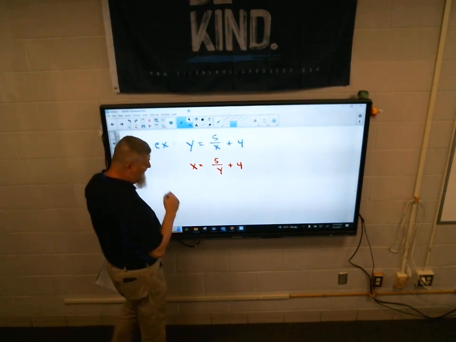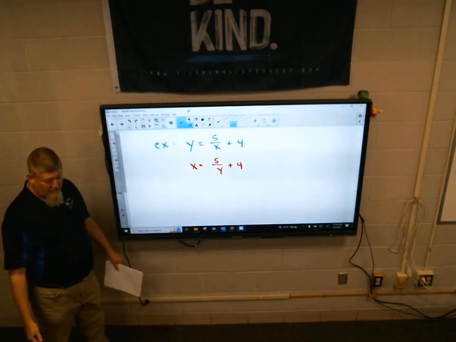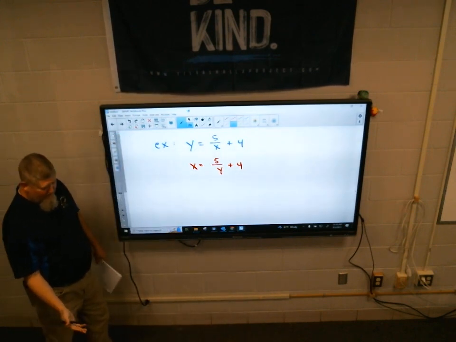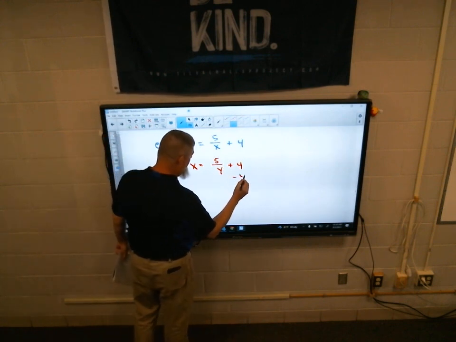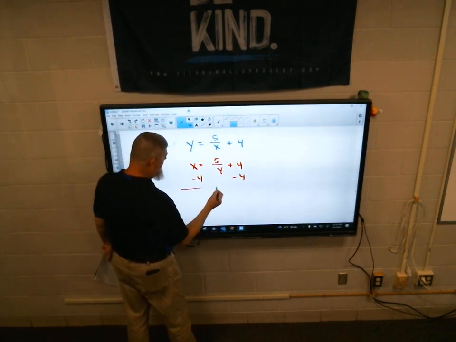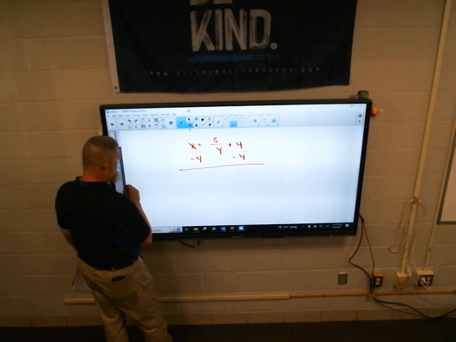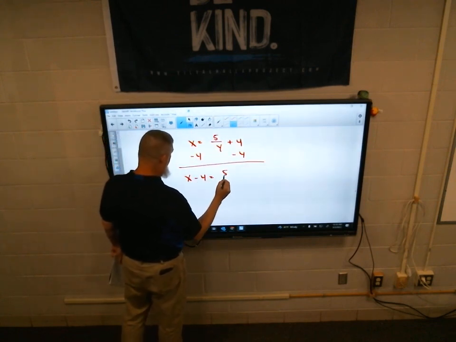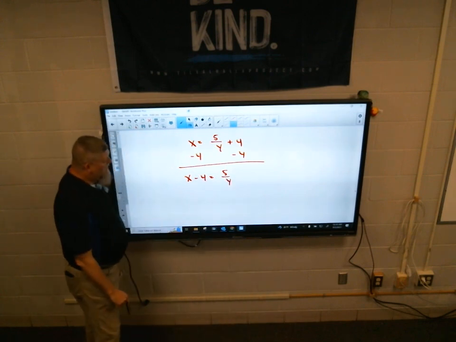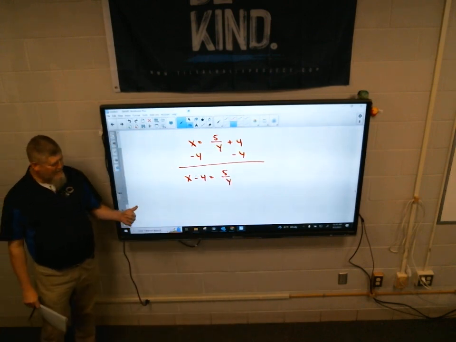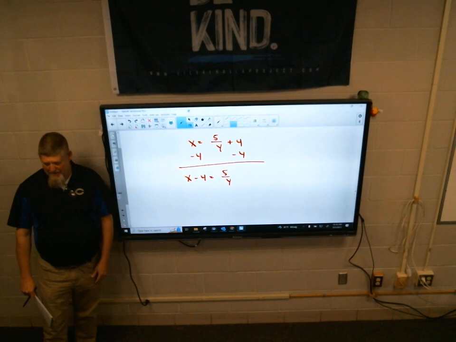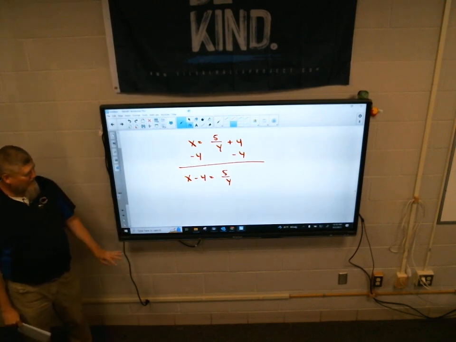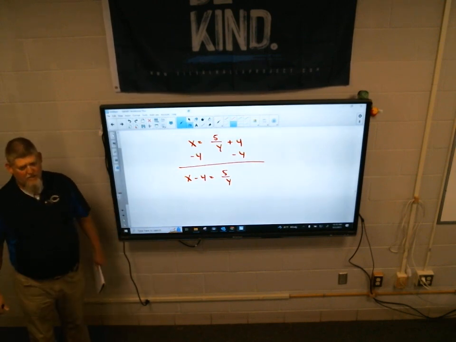Subtract 4. Or, you're right, there's no such thing as subtraction, so add a negative 4. So I'm left with x minus 4 equals 5 over y. And we have that y in the denominator, right? What am I going to do to get that y to the numerator? How am I going to solve this one?